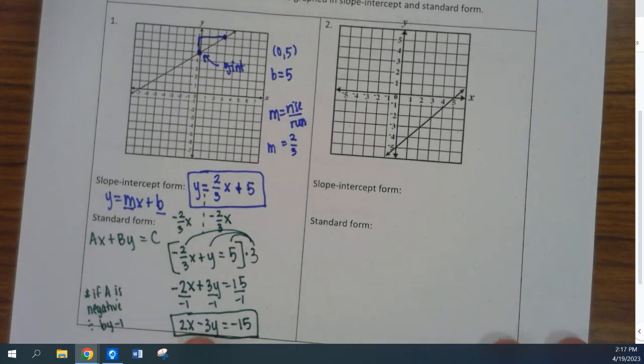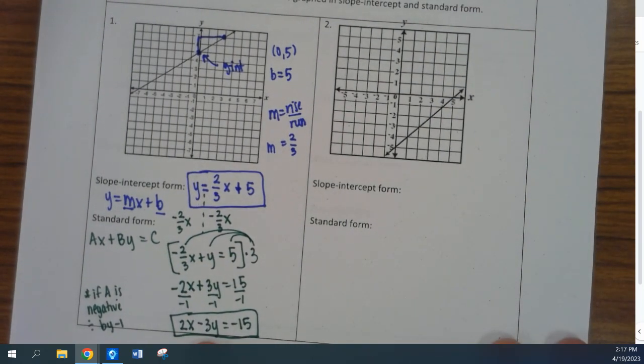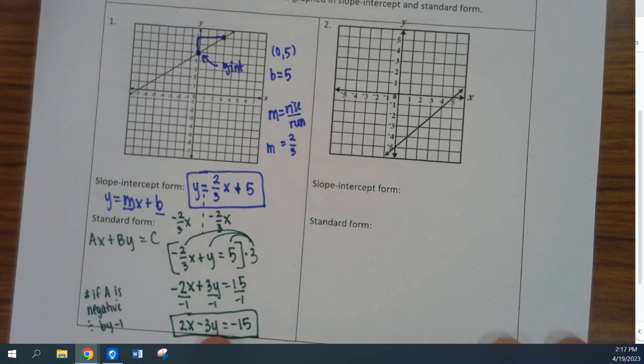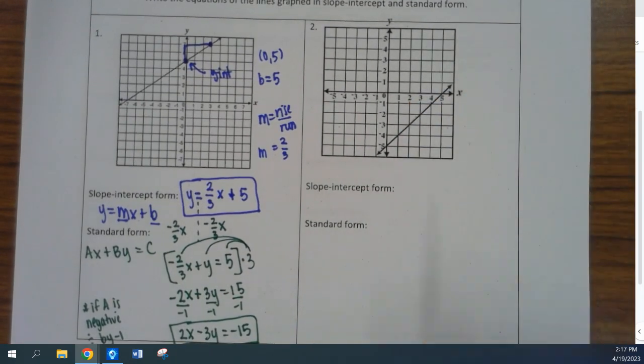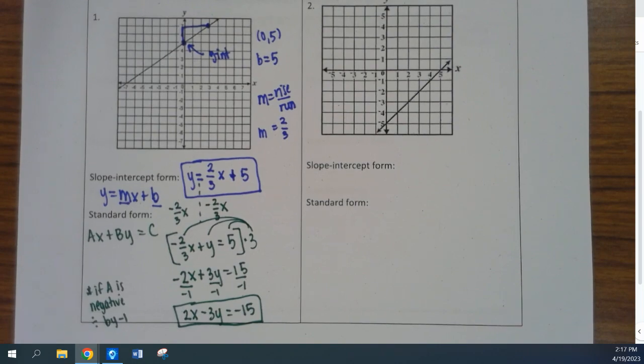And now that my x's and y's are on the same side of the equal sign, it's in my standard form. And again, my value for a is positive, and there's no more fractions in that problem. So you're going to do number 2 just like we did this example.